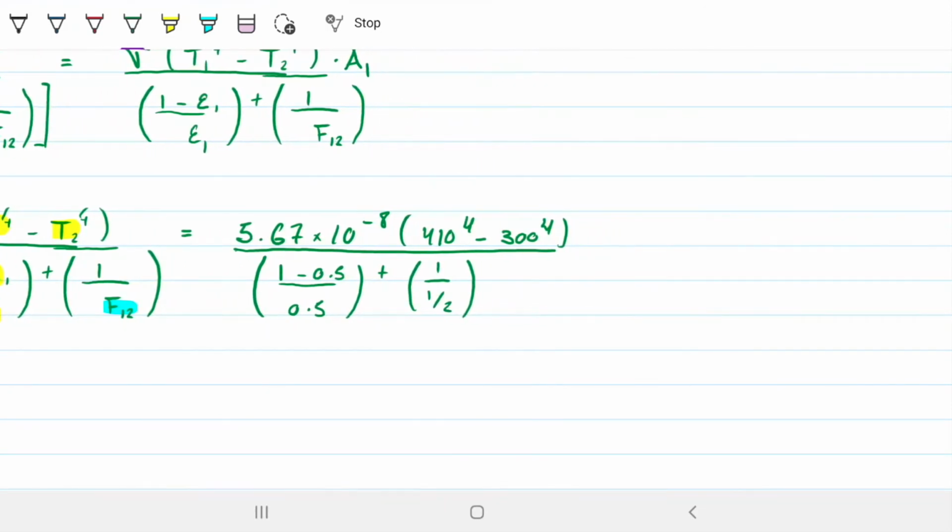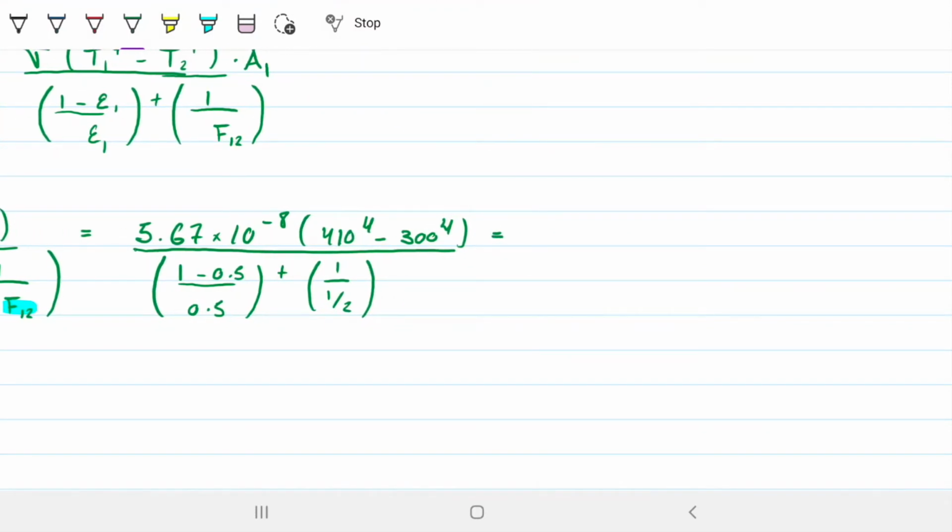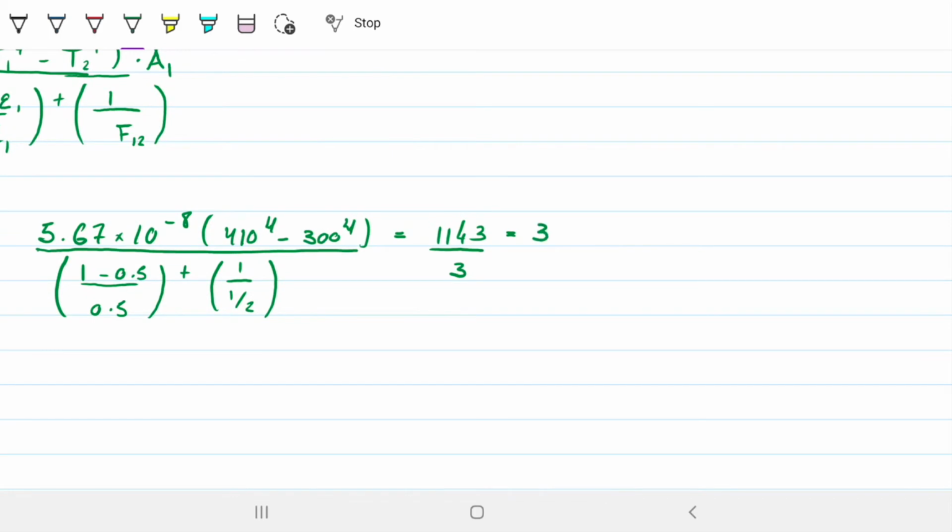And on purpose, I'm going to leave the numerator and the denominator separate here. So I'm going to do 1143, which is just this multiplication here. And on the bottom there, I'm going to have 1 plus 2, which is 3, which gives me about 381. And that is watts per meter squared because I haven't multiplied by the area. And that will be our answer for part A.